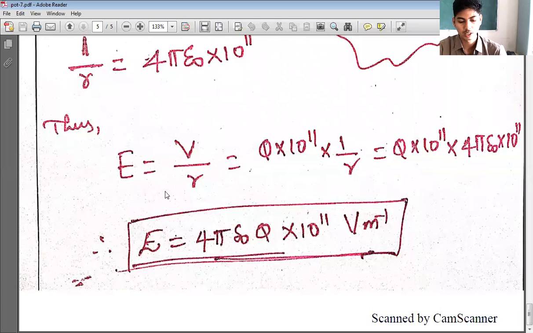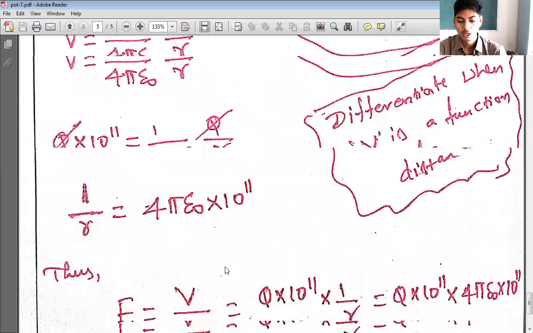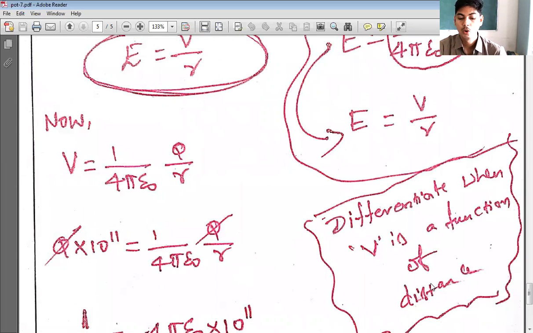So this is regarding the problem on the relationship between electric field and electric potential. When should you use this equation? When potential is given and you are asked to find electric field. The potential value is given, such as Q into 10 power 11, and you are asked to find the electric field; then use E is equal to V by R. Differentiate only when V is given as a function of distance. When V is equal to 3x square plus 2x is given, use E is equal to minus dV by dx. You should know when to use differentiation and when to use E is equal to V by R.